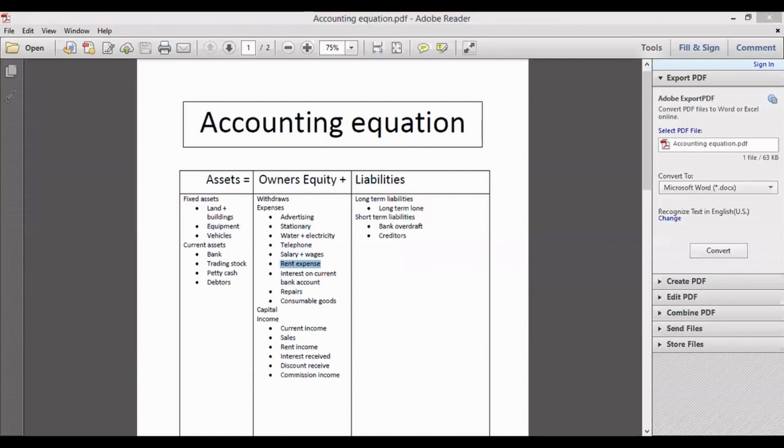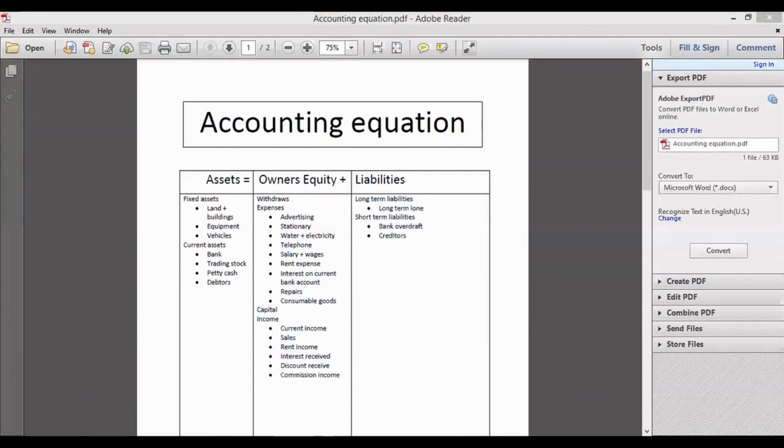The next one, rent income. I see what I did there. Rent income there, rent income there. That's funny. I just noticed that. Anyway, rent income, all types of income also fall under owner's equity, as you can see. So that's owner's equity.